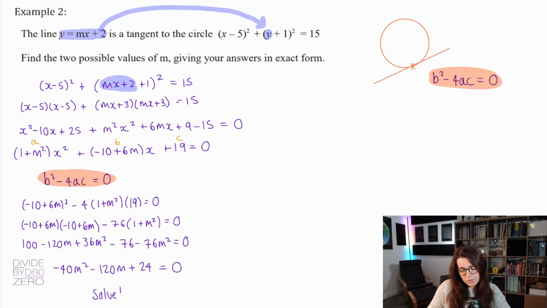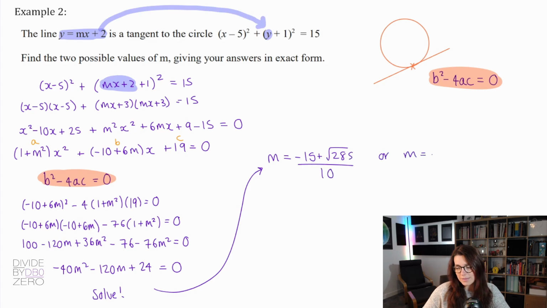This you can solve using the quadratic formula, for example. And then we get the two answers for m. m equals (-15 + √285)/10, or m is (-15 - √285)/10.